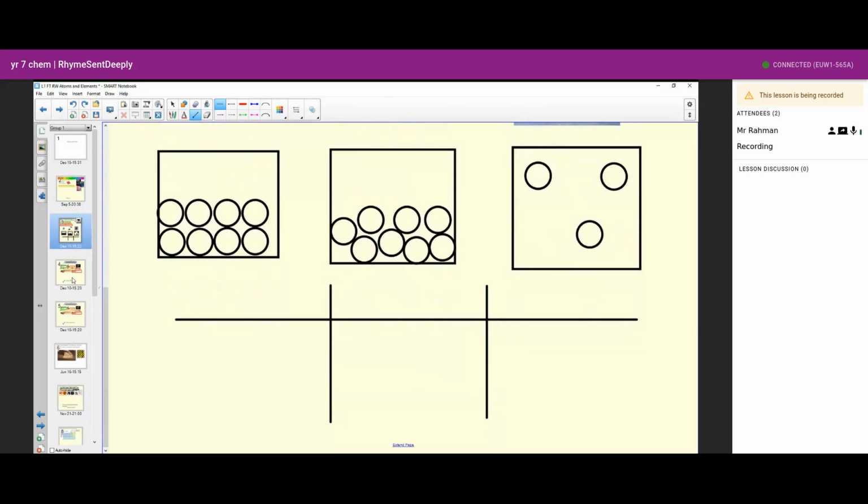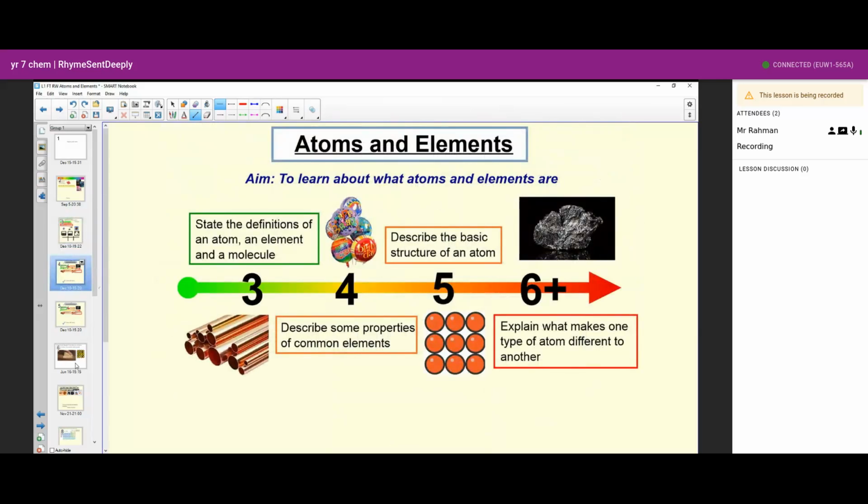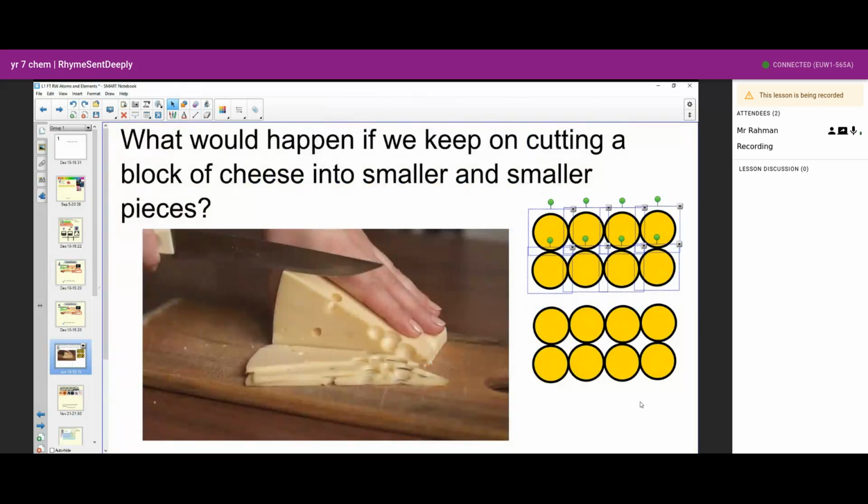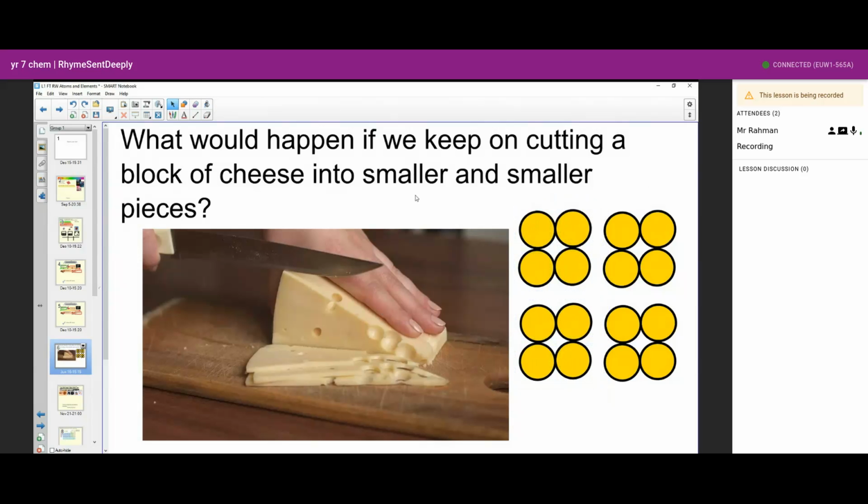Right, so we need to learn what atoms and elements are. First of all, imagine a block of cheese. If we were to cut that block of cheese in half, and then keep on cutting it in half again, many times, do you think we can keep on chopping the block of cheese an infinite amount of times, and it gets smaller and smaller forever? Or do you think at some point there will be the smallest particle that we can't cut anymore?